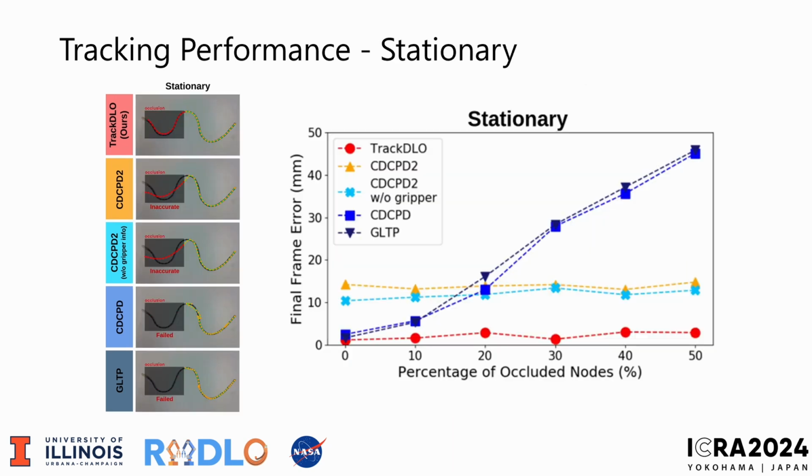A stationary scenario is also used to quantitatively evaluate tracking performance under varying occlusion sizes, testing tracking stability. The size of the synthetic occlusion block is varied as a percentage of the total number of nodes of the object, and the DLO remains stationary throughout the tracking sequence. TrackDLO estimates the shape of the DLO with the lowest final frame error in this scenario as well.